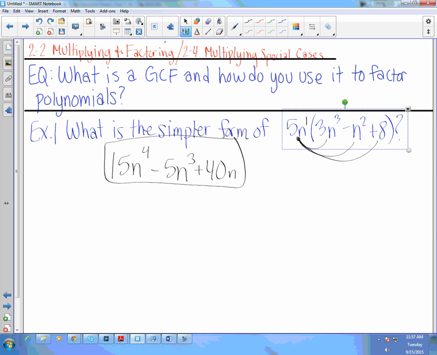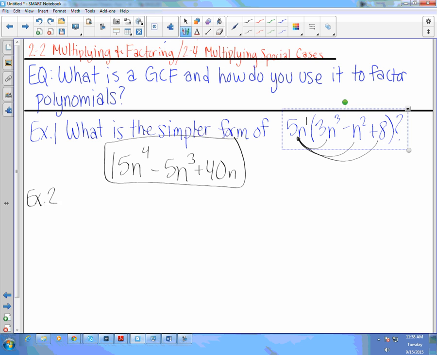All right, and the essential question said, what is the GCF? Greatest common factor. So if I asked, what are all the factors of 8? 1, 2, 4, 8. They're smaller than or equal to the number. They're not bigger; those are called multiples. Factors are smaller or equal to, and we have to divide evenly.